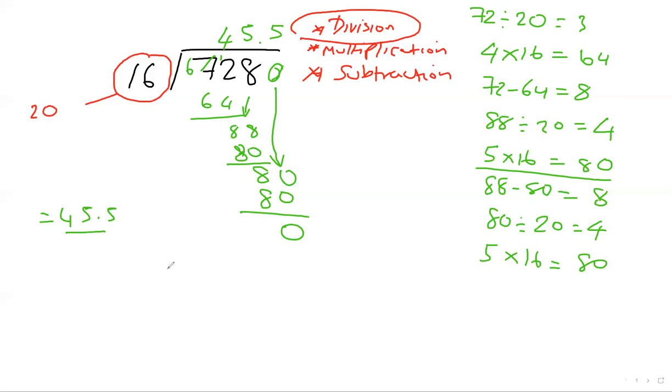We can do 45.5 times 16. Okay, so 6 times 5 is going to be 30. 6 times 5 is 30, plus the 3 is 33. And then 6 times 4 is 24, plus the 3 is 27.